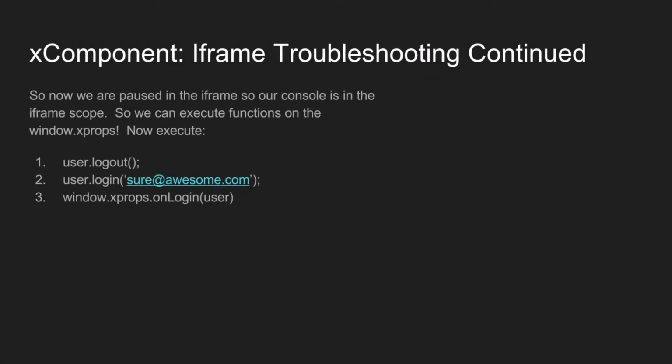So now that we are paused in the iframe, our console on the console tab is actually in the iframe scope, so we can execute functions on the window.xprops. So let's go ahead and execute these functions in the Chrome console. We're going to execute user.logout, user.login, and give it a new email address. Then we're going to execute window.xprops.onLogin with the user variable. So take a moment, pause this video, and execute those functions and see what happens.